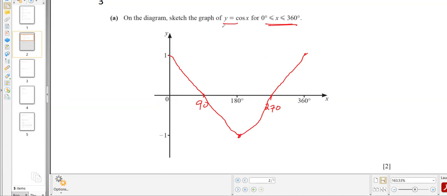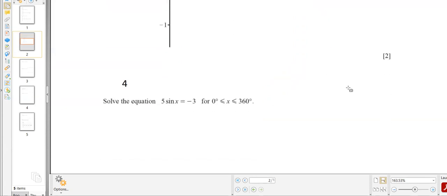What is the coordinate of this point? This point is going to be 180, minus 1. This point is going to be 90, 0. This point will be 0, 1. And this point will be 361. This is for y is equal to cos x. Okay? So this is the simple sketch of y is equal to cos. Wherever it is y is equal to cos, you will sketch it in this way. Keep that in mind always.